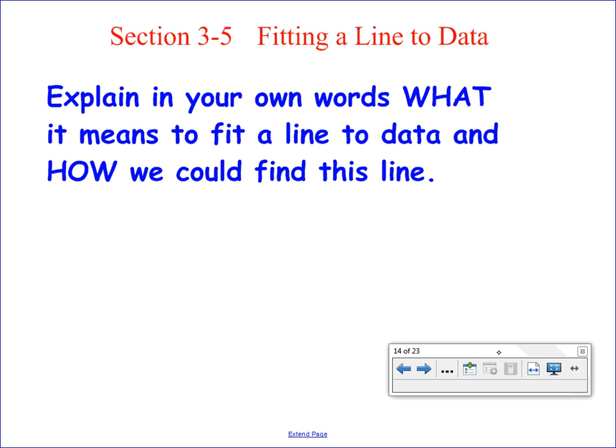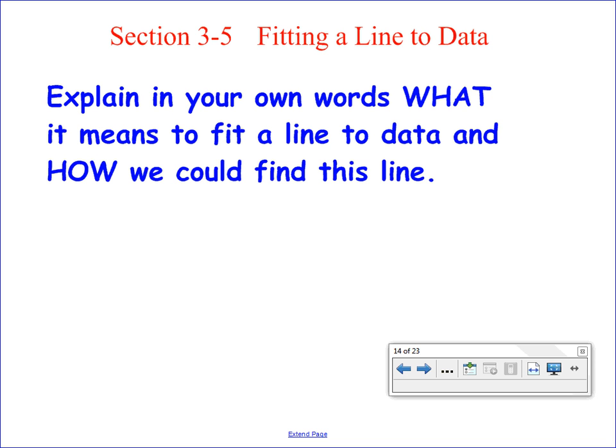Okay. The next thing we're going to do is super powerful. We're going to take a given data set and determine the line of best fit. That is a linear equation that models that data. That is a predictor of what other points could adhere to the relationship that we see in the data. So we're going to first explain in our own words what it means to fit a line to data and how we could find this line. So here we're thinking about what it means to be a line of best fit.